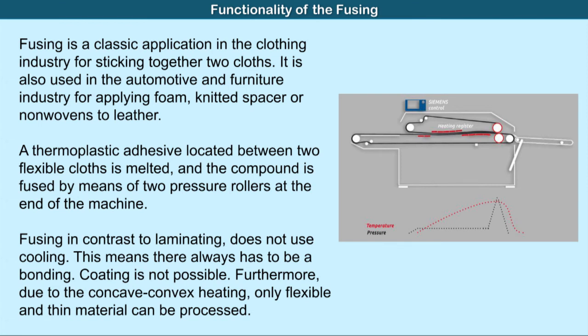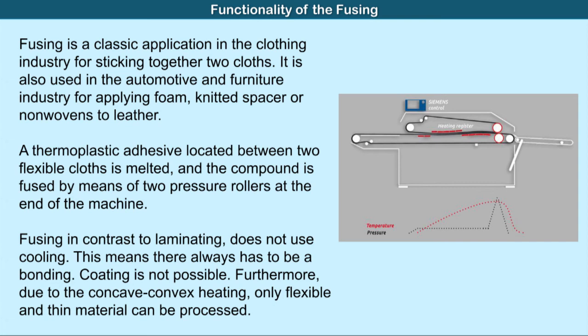Now we will discuss the functionality of fusing. Fusing is a classical example in the clothing industry for sticking together two cloths. It is also used in the automotive and furniture industry for applying foams, knitted spacer or non-woven to leathers. A thermoplastic adhesive located between two flexible cloths is melted and the compound is fused by means of two pressure rollers at the end of the machine.